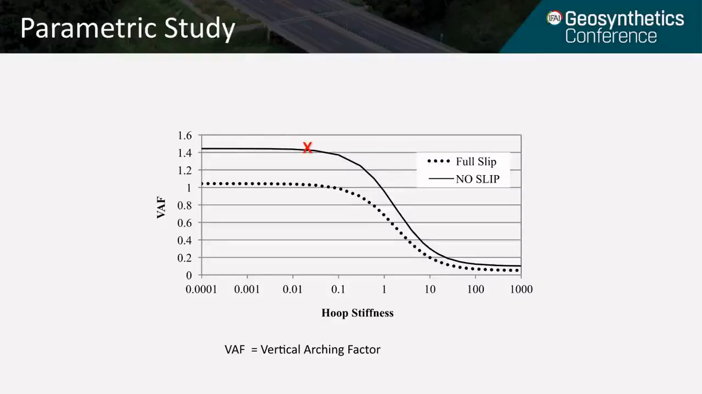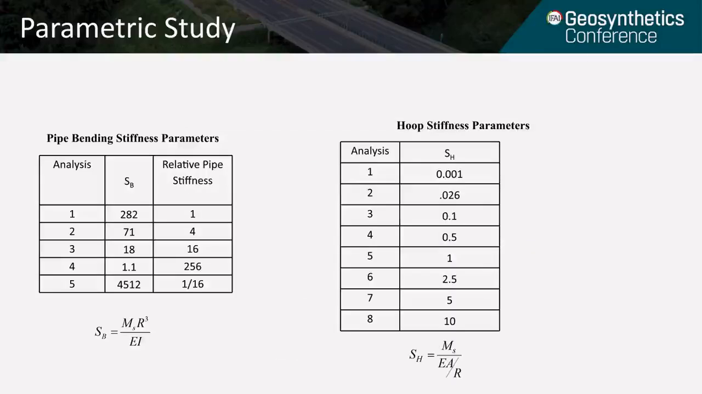The vertical arching factor is the ratio of the measured pressure at the crown of the pipe versus the calculated pressure based on the soil prism directly over the pipe. And the slip and no-slip condition is based on the interface between the pipe and the backfill. From our experiments, the vertical arching factor is closer to the no-slip condition. So we have a pipe with a low bending stiffness, but a relatively high hoop stiffness. This made us want to investigate what types of pipe would benefit from GeoGrid reinforcement.